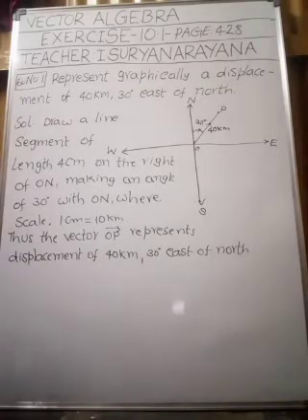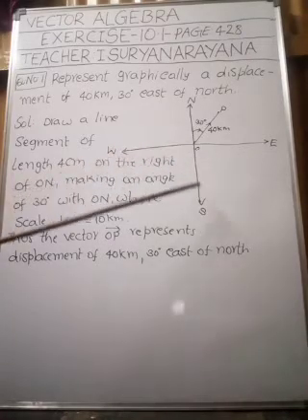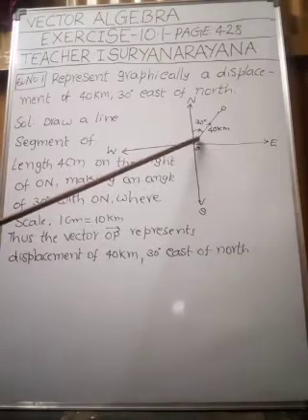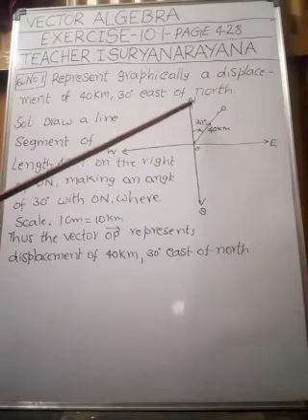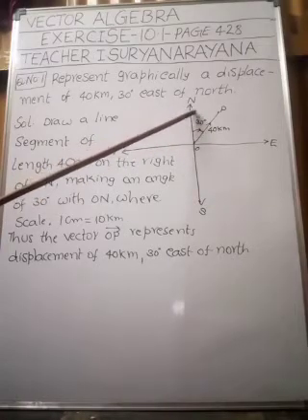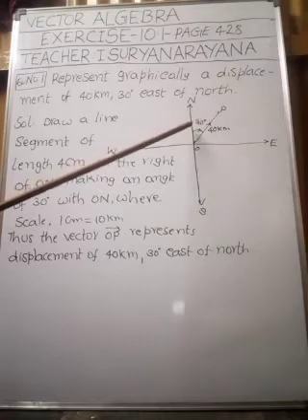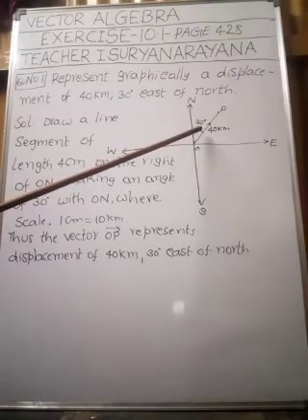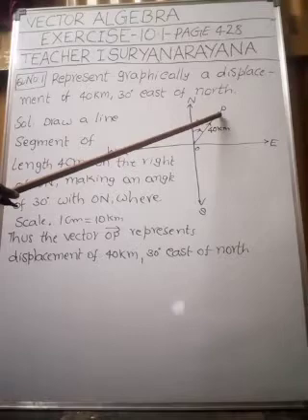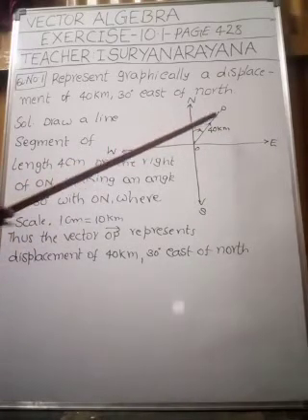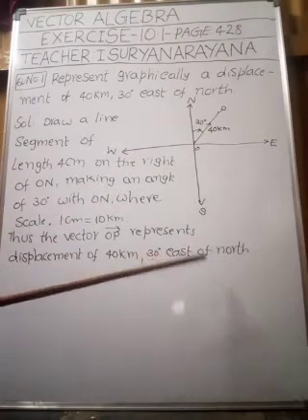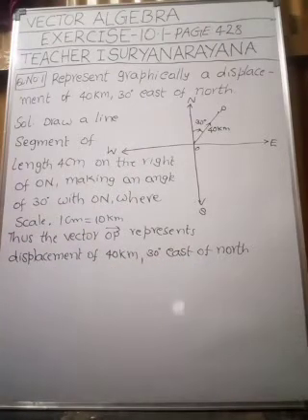Okay, my children, understood this question and this solution? Understood this diagram? OP length is 40 kilometers. We have taken the right side because it is east of north. So for this north, we have to move to the east side. So a 30 degrees angle we have taken. Then this position of the point P represents the displacement of that object of 40 kilometers 30 degrees east of north. Okay, my children?